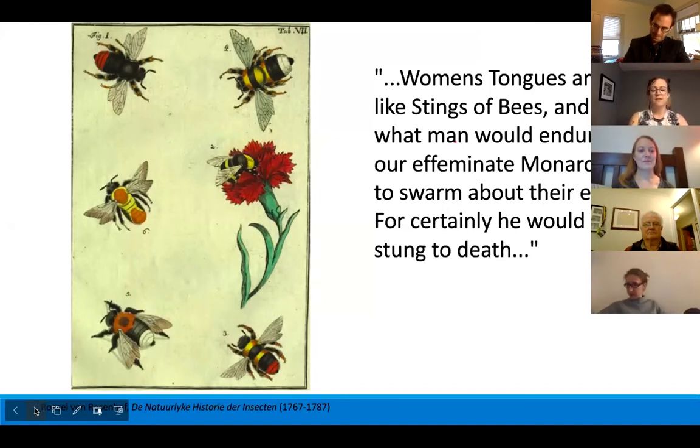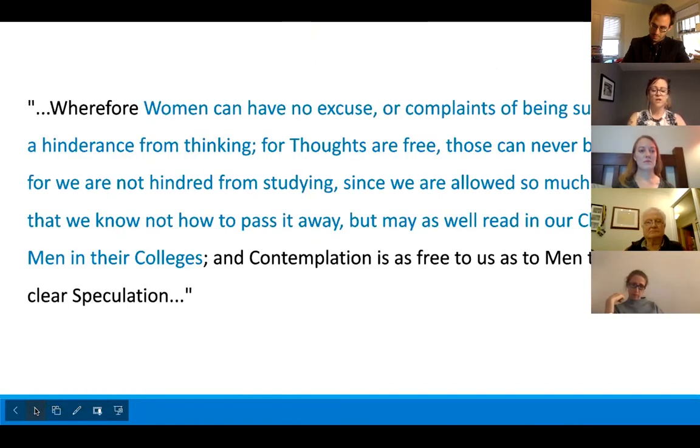She recommends that aristocratic women use their idle time to read and contemplate on their own, suggesting that women might circumvent many imposed barriers in this way. Cavendish writes, quote, women can have no excuse or complaints of being subjects as a hindrance from thinking, for thoughts are free. Those can never be enslaved. For we are not hindered from studying, since we are allowed so much idle time that we know not how to pass it away, but may as well read in our closets as men in their colleges, end quote.